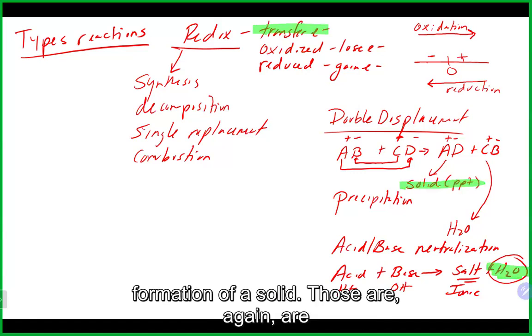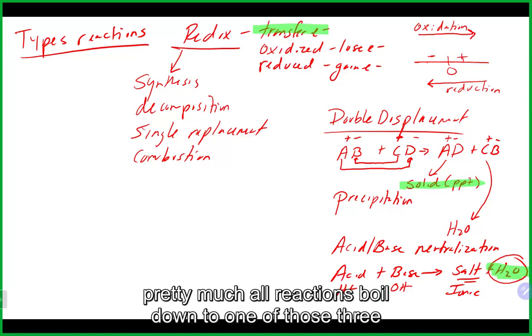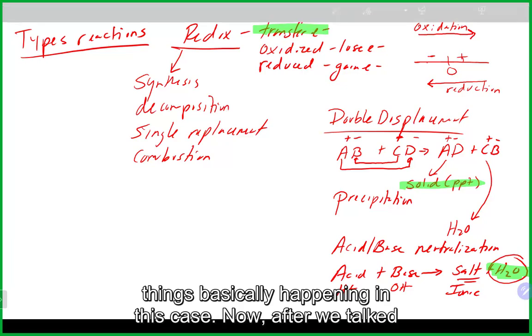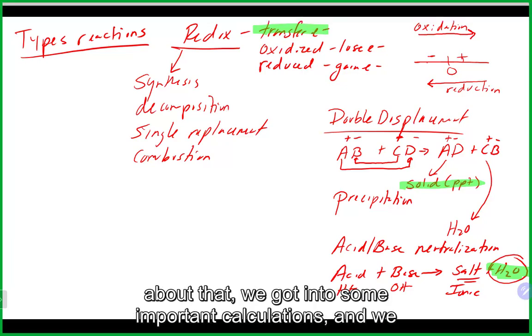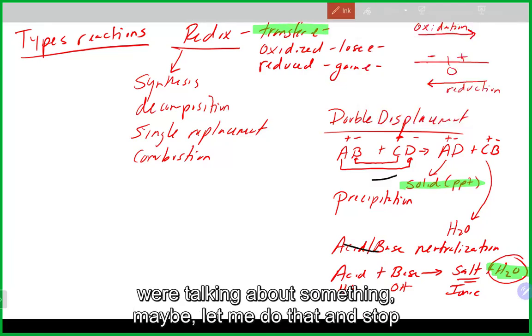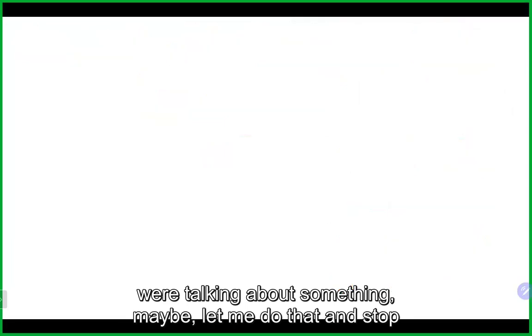Pretty much all reactions boil down to one of those three things happening. Now, after we talked about that, we got into some important calculations. We were talking about Avogadro's number.